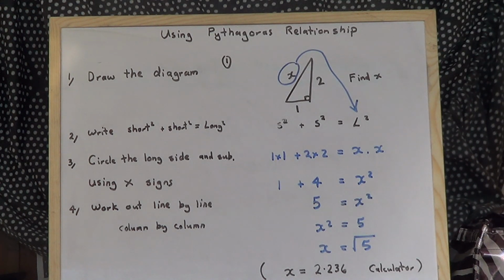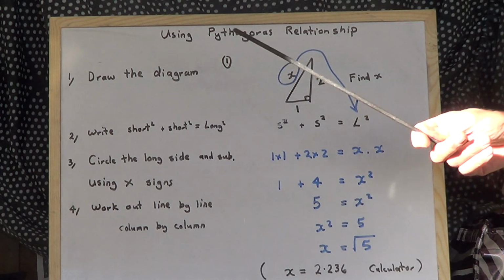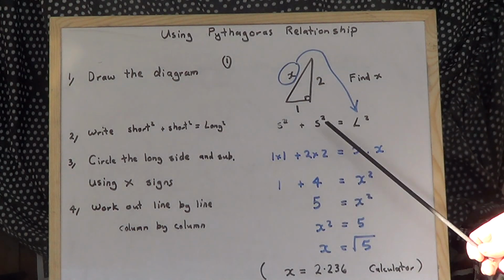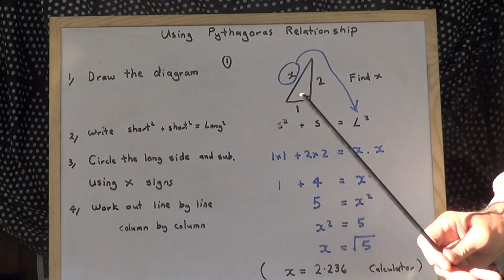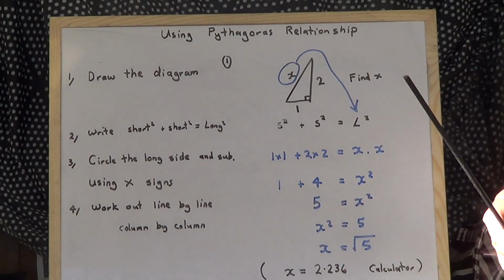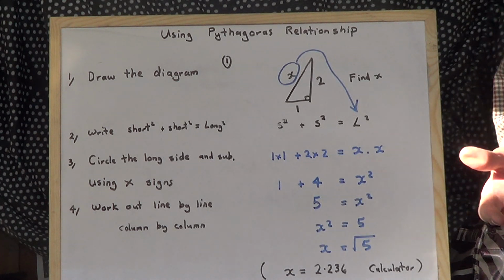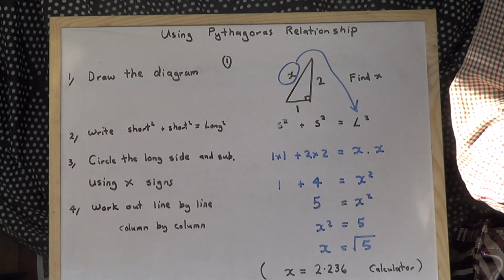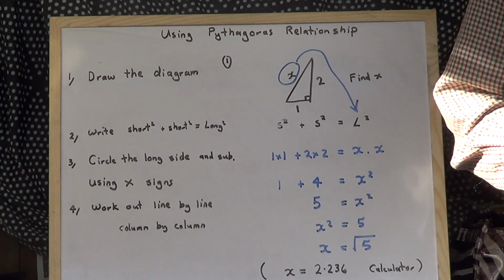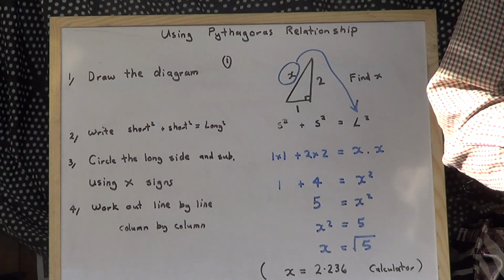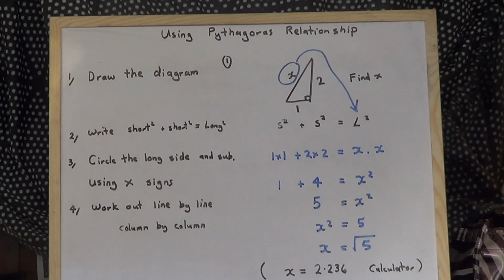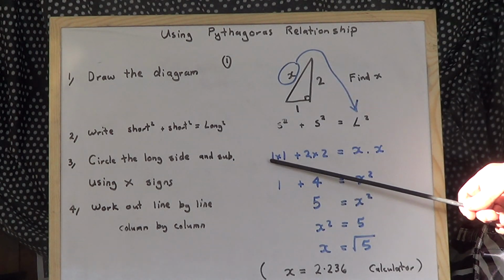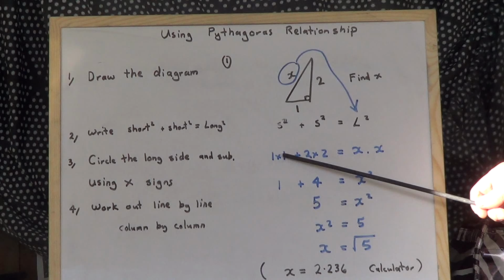Now, as long as you get the long side in the right place, everything will be fine. The other thing you do is don't use squares, use multiplication signs. That will eliminate another error, because sometimes people, if they work out 6 squared, they think it's 2 times 6, which is 12. But if you rewrite it as 6 times 6, then you'll get the correct answer, which is 36. So 1 squared is going to be 1 times 1.